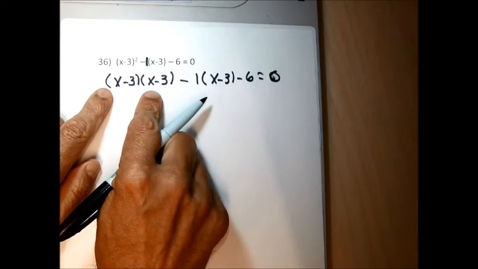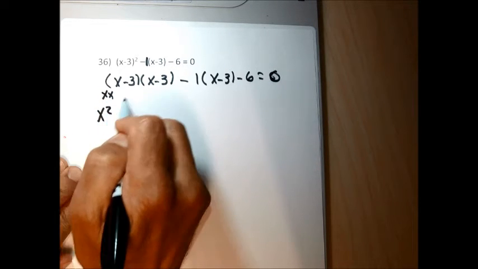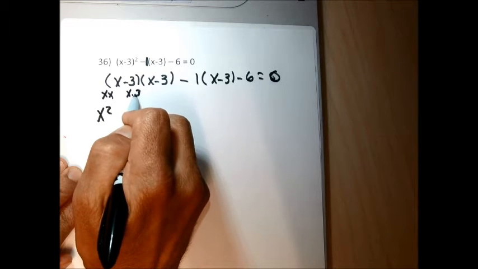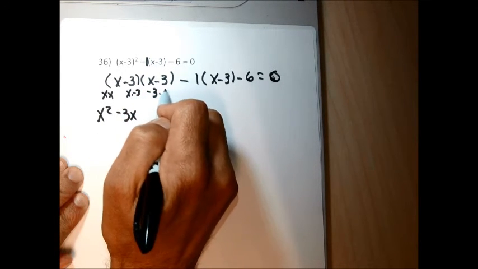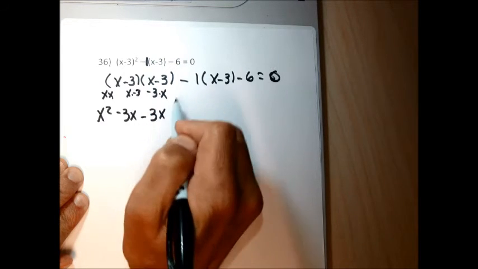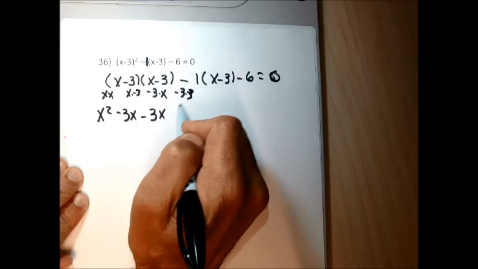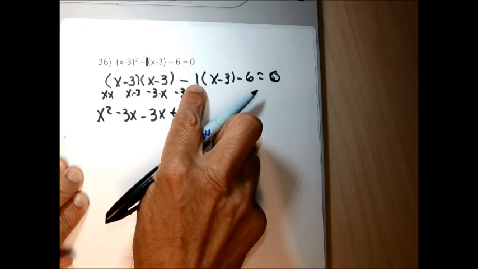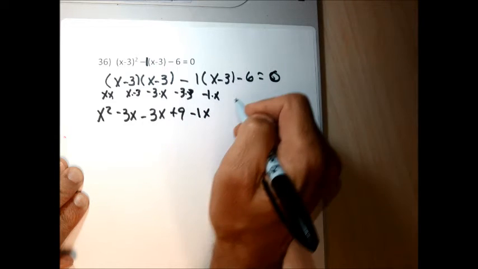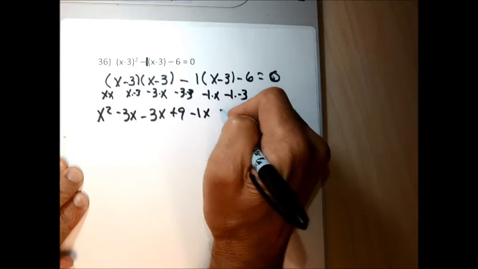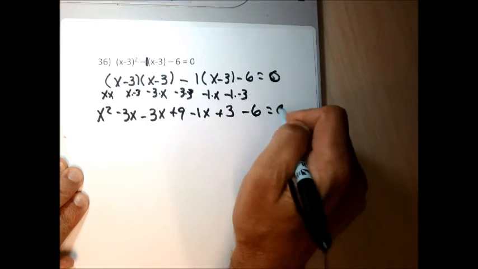So this parentheses, firsts are x times x, which is x squared. Outers are x times minus 3, which is a minus 3x. Inners are minus 3 times x, which is a minus 3x. Lasts are minus 3 times a minus 3, which is a plus 9. Next parentheses, I go minus 1 times x is a minus 1x. Minus 1 times minus 3 is a plus 3. I leave that minus 6, and I leave the equal to 0.